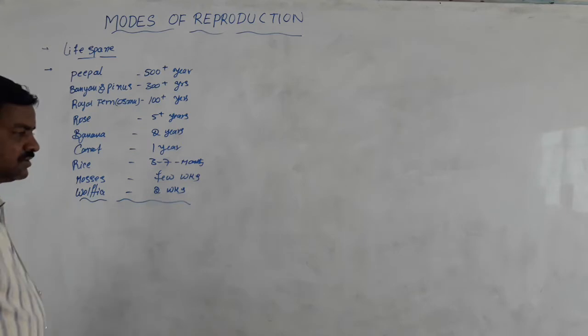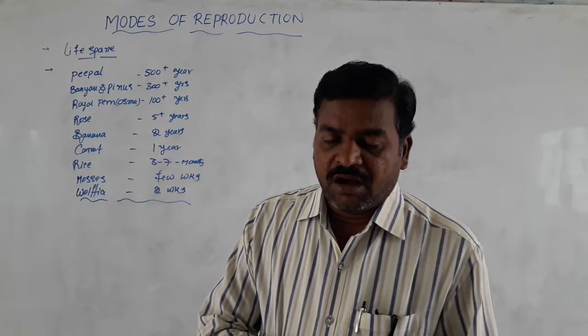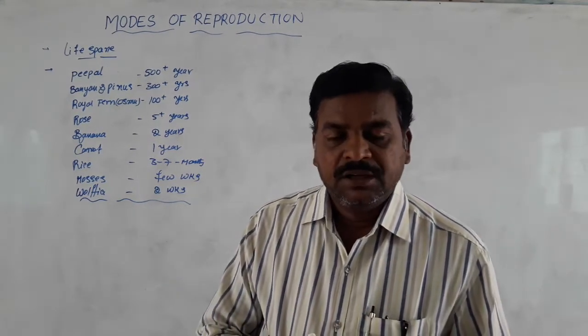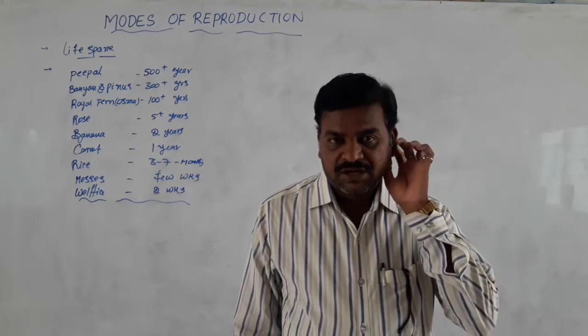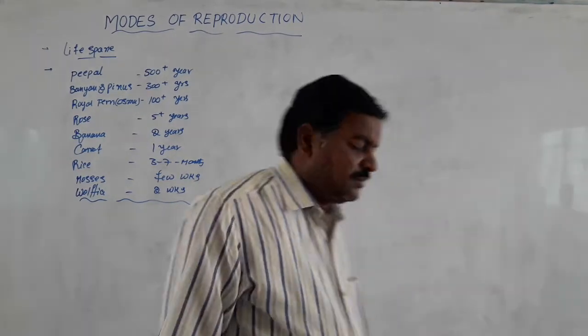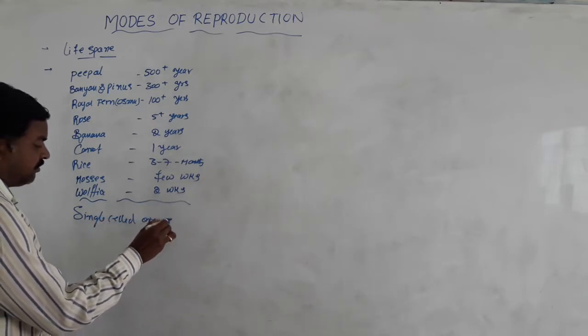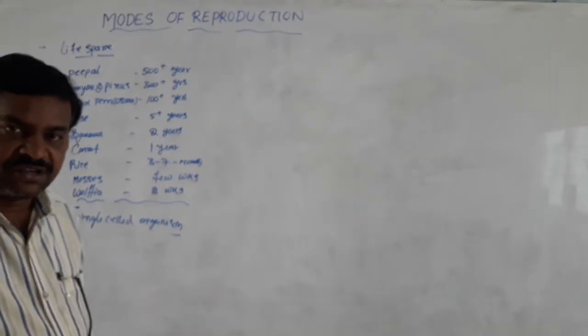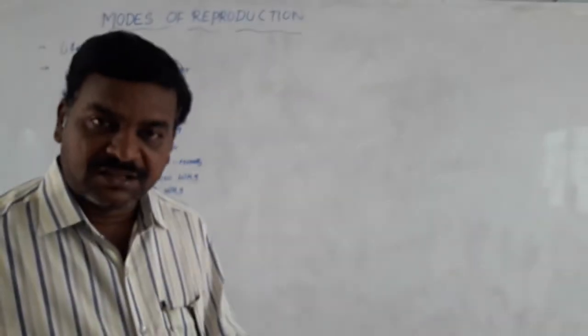This is the list of various plants and their lifespans in descending order. Among all organisms present on earth, there is no organism which is immortal. All organisms are mortal, like man, except unicellular organisms, meaning single-celled organisms. In single-celled organisms there is no natural death.